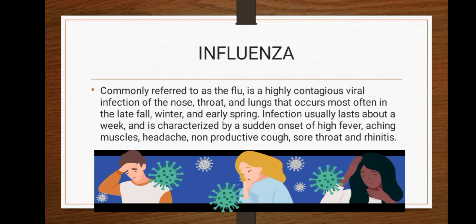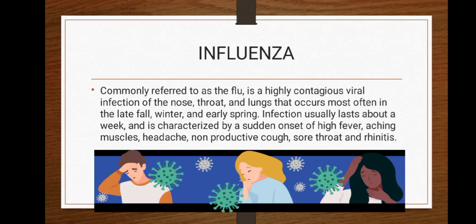What is influenza? Influenza is commonly referred to as the flu. It is a highly contagious viral infection of the nose, throat, and lungs that occurs most often in the late fall, winter, and early spring. Infection usually lasts about a week and is characterized by a sudden onset of high fever, aching muscles, headache, non-productive cough, sore throat, and rhinitis.